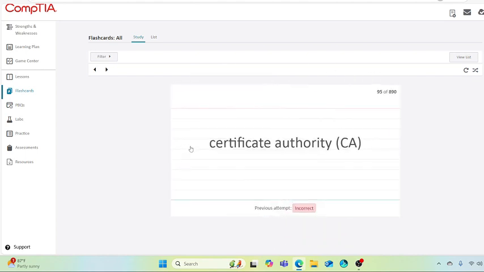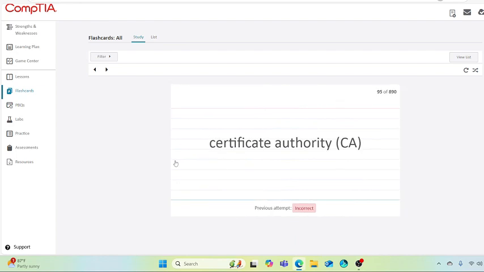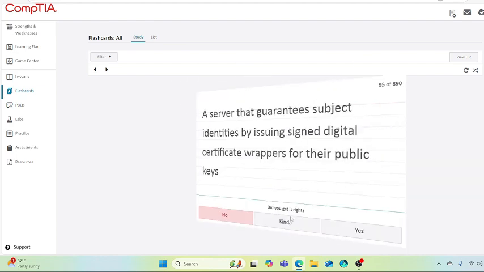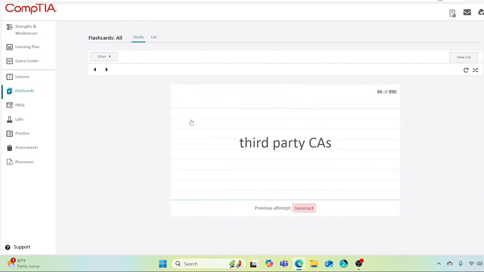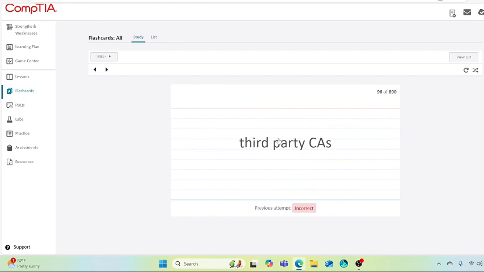Certificate authority, CA. A server that guarantees subject identities by issuing signed digital certificate wrappers for their public keys. Third-party CAs. In PKI, a public CA that issues certificates for multiple domains and is widely trusted as a root trust by operating systems and browsers.